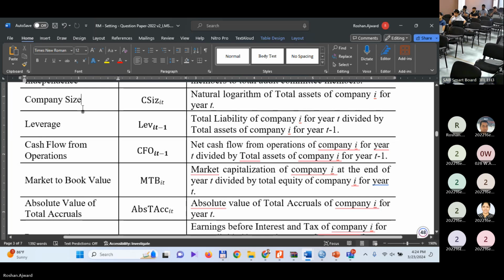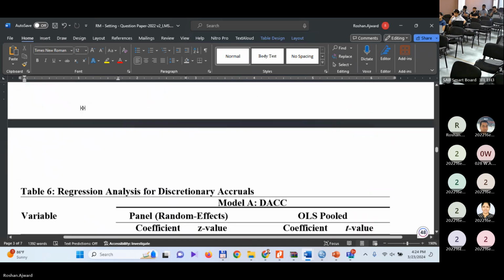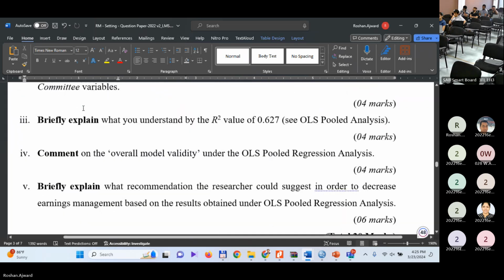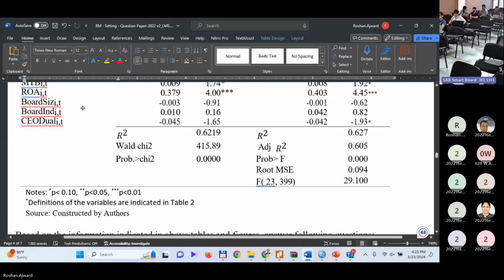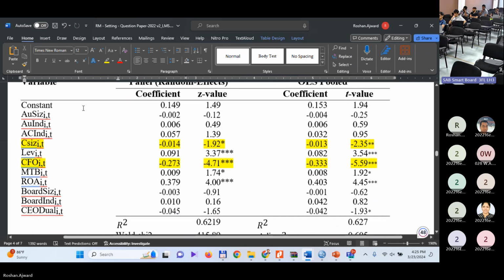So that's all. The final question is: briefly explain what recommendations the researcher could suggest in order to decrease earnings management based on the results obtained in the OLS pooled regression analysis. Those you can see here. I have highlighted them. These are the significant predictors that have a negative correlation. Your duality also can be taken.